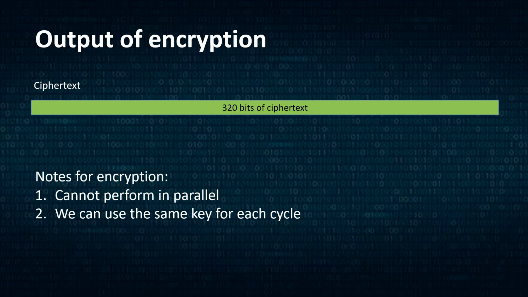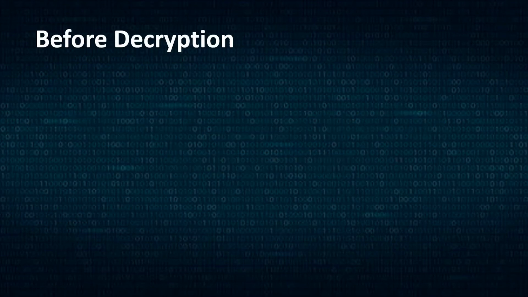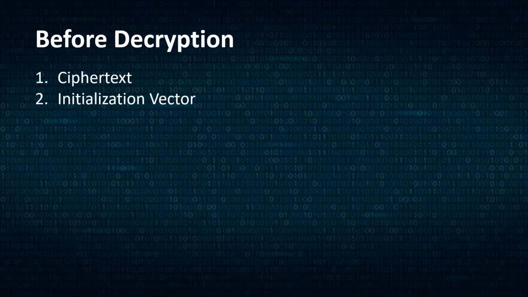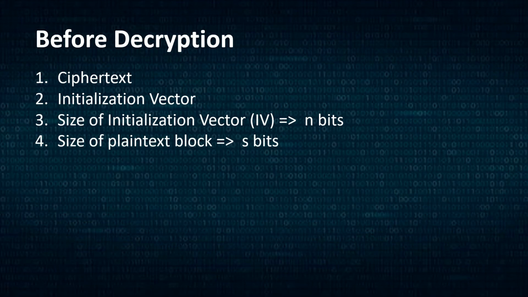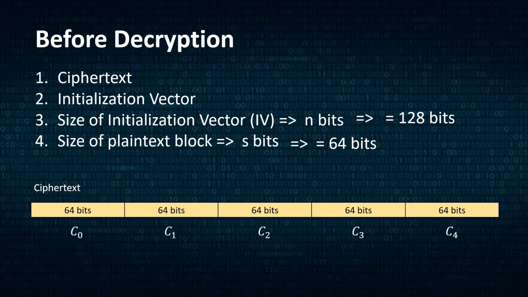Next we will talk about decryption of CFB. Cipher Feedback Mode decryption. Before decryption, we definitely need the ciphertext, the initialization vector, the size of the IV and the size of the plaintext block. In this case, we must use the same values as encryption. We must break down the ciphertext into blocks too. Divide the ciphertext into 5 blocks of 64 bits. I labeled them C0 to C4.